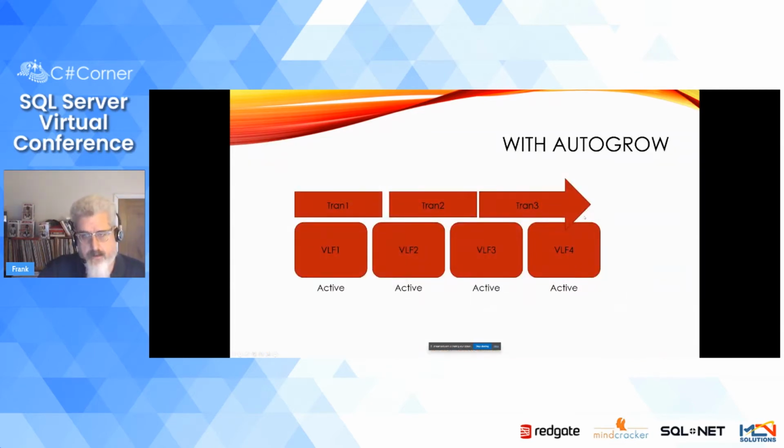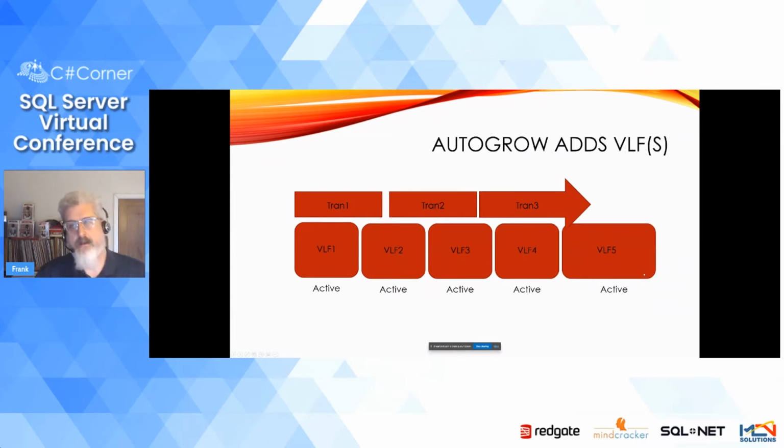Now, if you do have autogrow on, what will happen is Tran 3 will hit the end of this file, and it will add a VLF or VLFs, depending on some factors. If you're running a version of SQL Server prior to 2014, there's a fixed number based on the size of your autogrow parameter. It's either 4, 8, or 16. And then after 2014, there's a more complicated formula that runs, and it takes into consideration the existing size of your log file, the size of your autogrow, and then it will add either 1 or 4, 8, or 16.